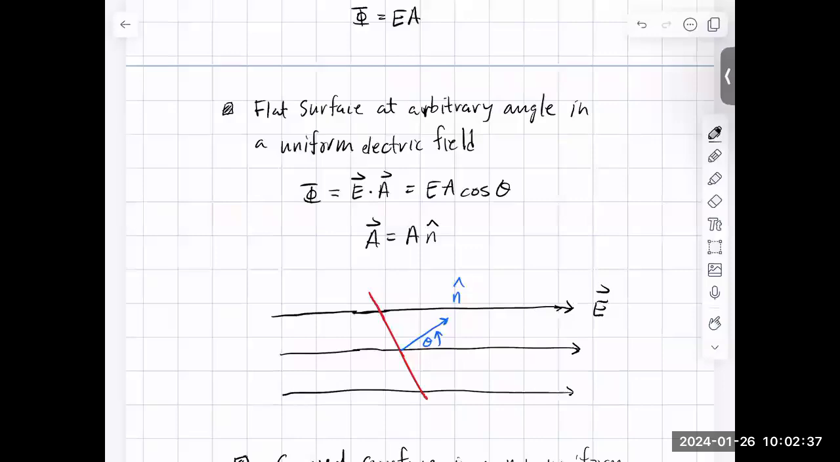Okay, and in that case, we could write the flux as the dot product between the electric field and this new area vector, which is equivalent to saying that it's E times A times the cosine of theta, where theta is in blue there. It's the angle between our normal vector and the electric field.